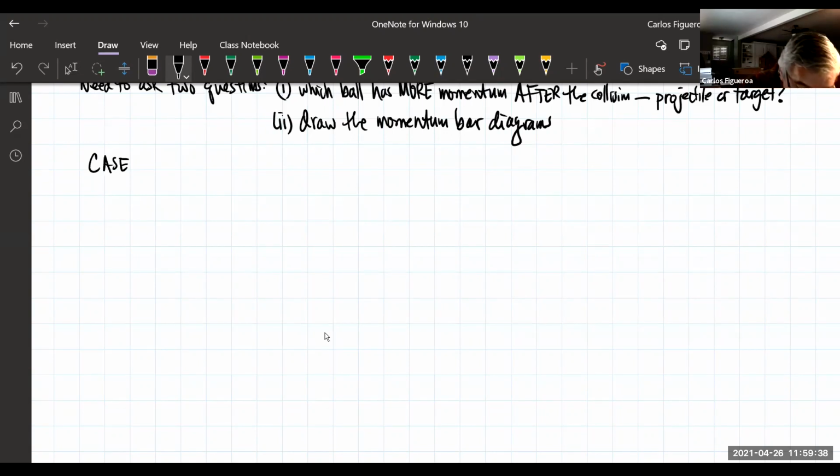Case 1. When I look at case 1, I'm going to look at equal masses. This should be M1 is equal to M2, and I'll probably just abbreviate that as M.